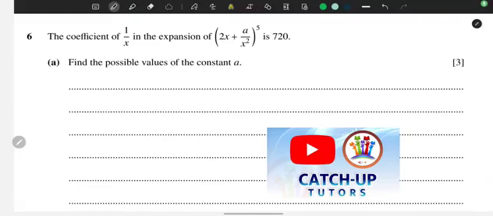Hey guys, this is a continuation of Cambridge 2020 past questions, and this is question 6. The coefficient of 1 over x in the expansion of this is 720. Then find the possible values of the constant a.